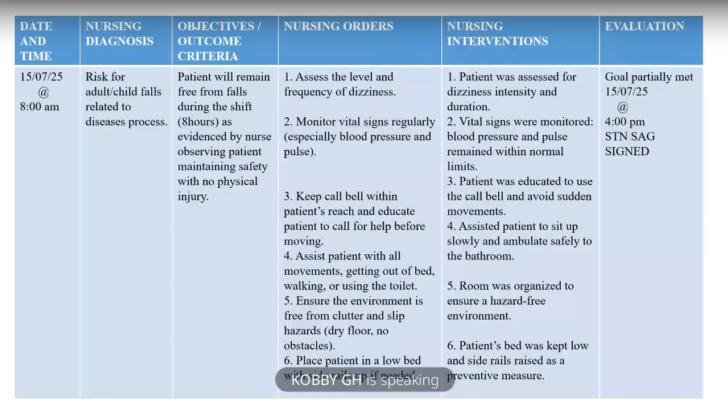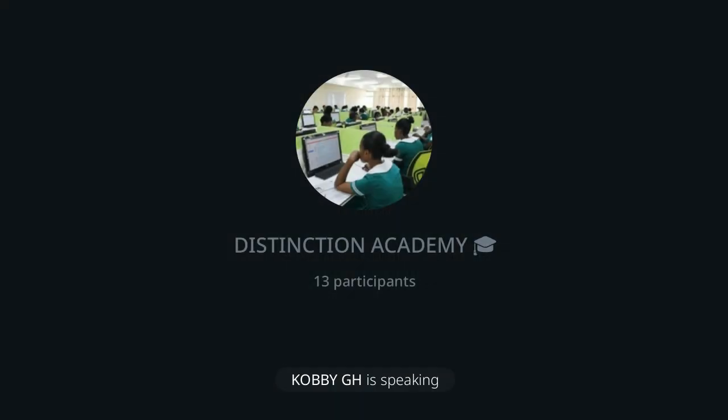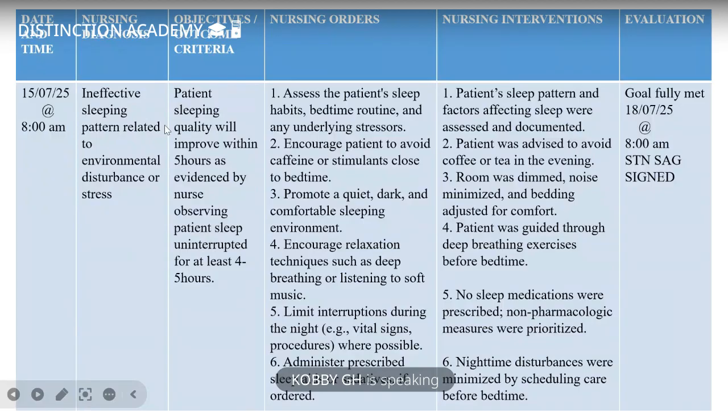All right. Now let's look at the next: difficulty sleeping. Ineffective sleeping pattern related to change in environment, or disturbance in environment, or stress. You can even relate it to pain. Ineffective sleeping pattern related to pain, related to change of environment, related to disturbance of the environment.